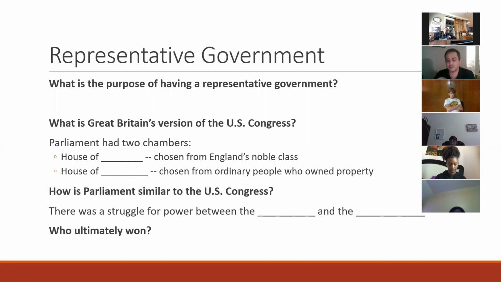The second chamber of Parliament was the House of Commons. That's more like our House of Representatives. And that just sounds more common, right? It's the House of Commons. Okay. So there's been this struggle throughout history between the Parliament and the King. Who ultimately won that power struggle?